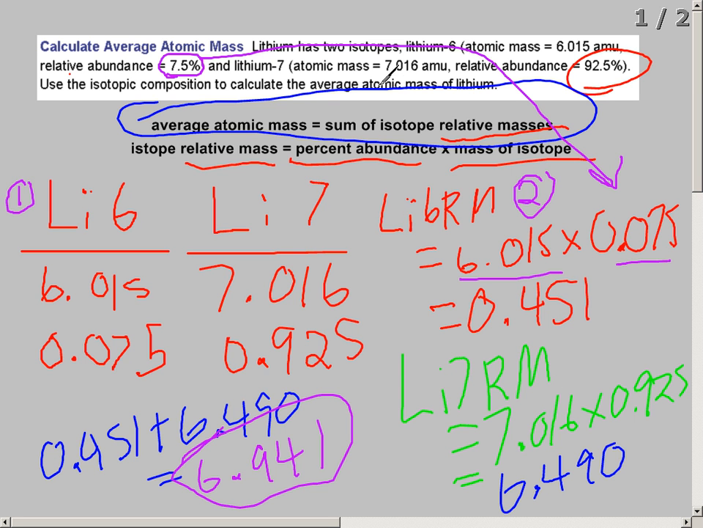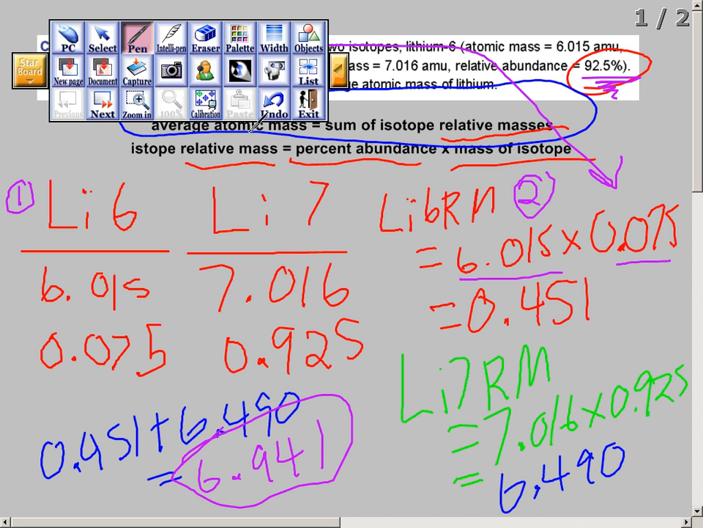Notice, lithium-7 had the highest abundance. It's 92.5%. 6.941 is a lot closer to 7 than it is to 6. That tells you that you did this right, because your weighted average atomic mass should always be closer to the one with the greatest abundance.